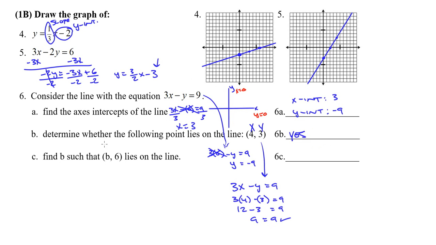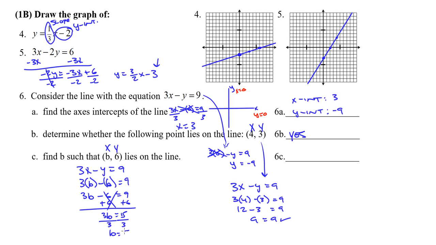Same exact idea with part B. We're going to plug this b in for x and this 6 in for the y. So, again, we have 3x minus y equals 9. So, it's going to be 3 times b minus 6 equals 9. So, 3b minus 6 equals 9. Add 6 to both sides. We get rid of that, and we get 3b equals 15. Divide both sides by 3. And we get that b equals 5.